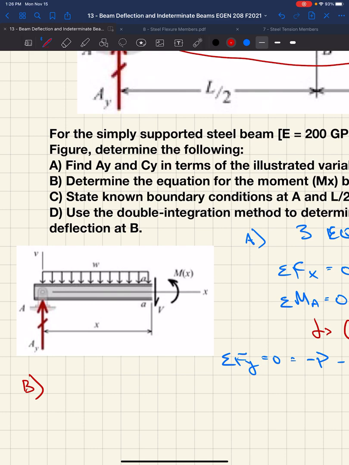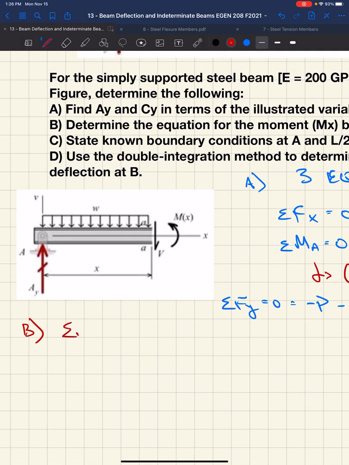So we impose our internal forces, right? We're going to have an internal shear. This is positive, up on the left, down on the right. Positive moment. We have our uniform load that's going to be acting. We don't have a point load because we're not past L over 2 yet. And we have this applied reaction at A.